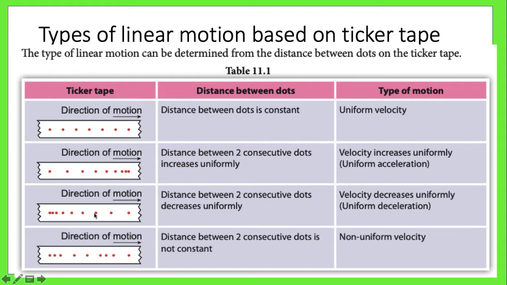The velocity is decreasing. When the distance between two consecutive dots is not constant, as in this diagram, it means the object motion is in non-uniform velocity.